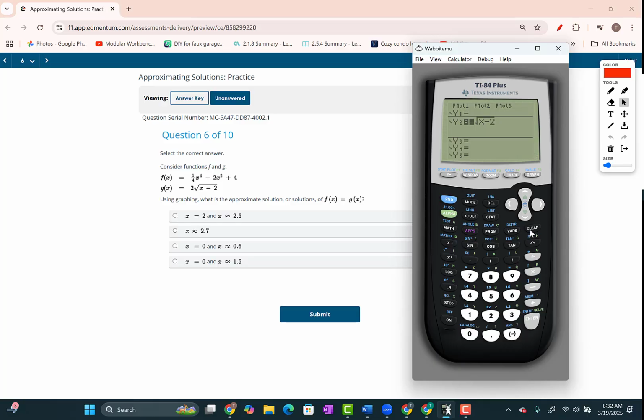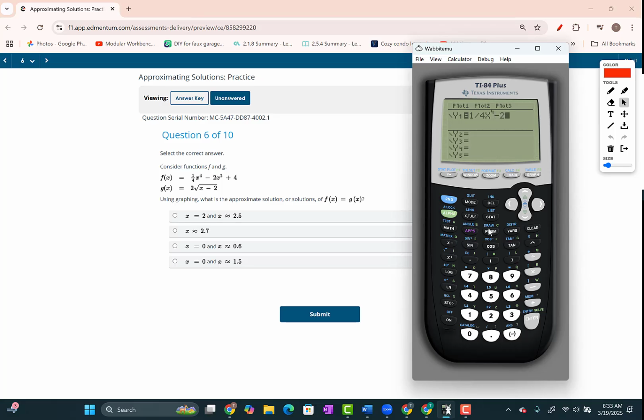So I'm going to go to y equals in the graphing calculator. Of course, you can use Desmos just as well. I'm going to first type in the f function. So that's 1 divided by 4, x raised to the fourth. Slow down the video if you need to. Need help finding all these buttons.